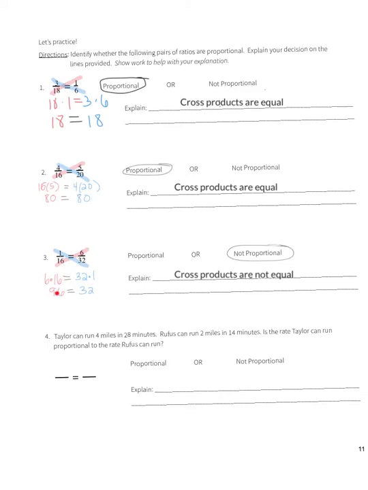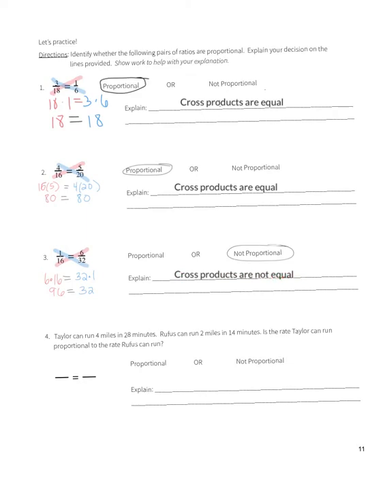Next one, we have 16 times 6. 16 times 6 is 96. We have 1 times 32. 32 times 1 is equal to 32. 96 and 32 are not equal, so we would say these are not proportional, and the cross products are not equal.